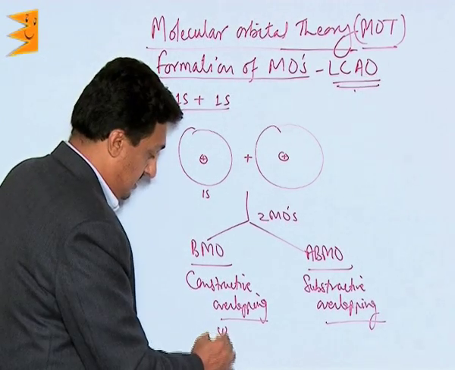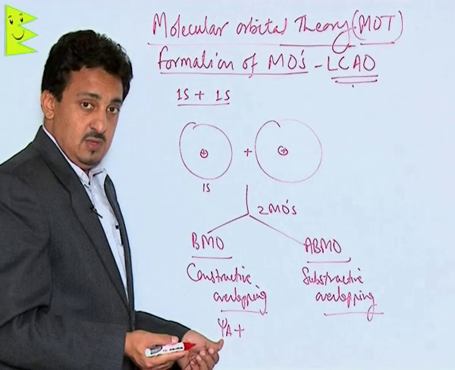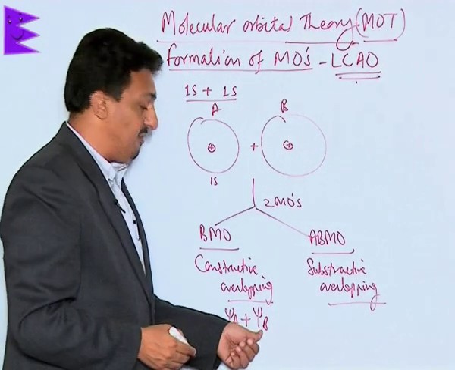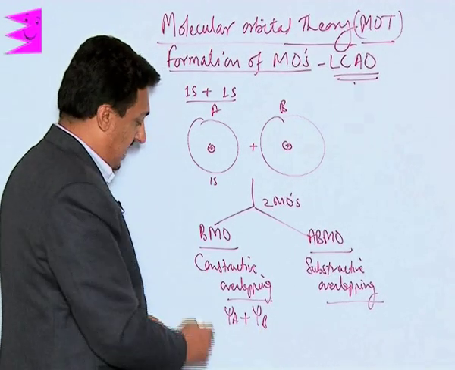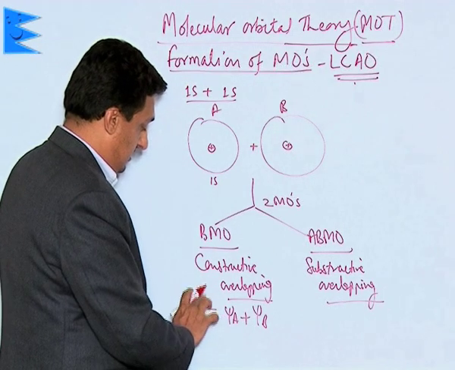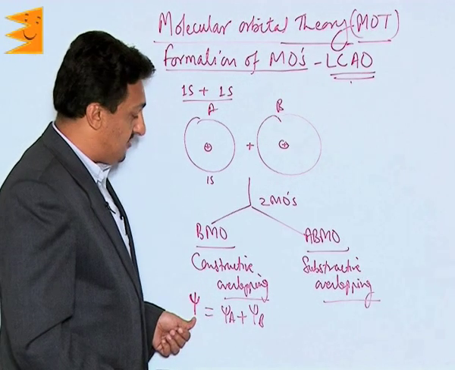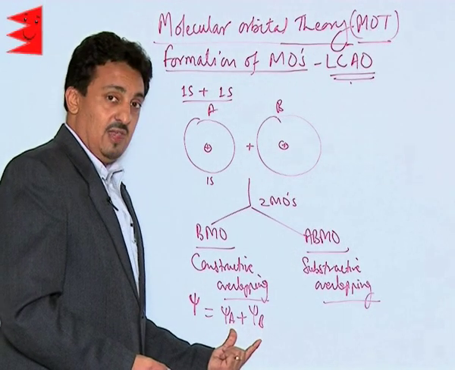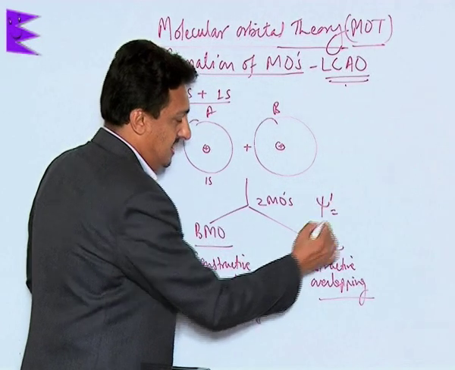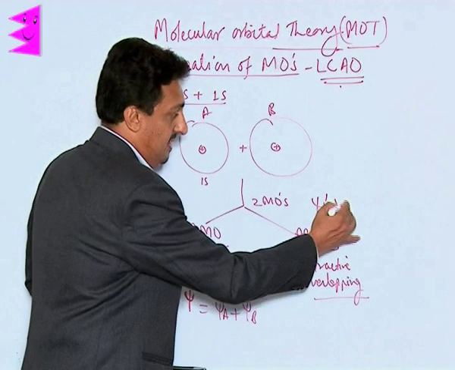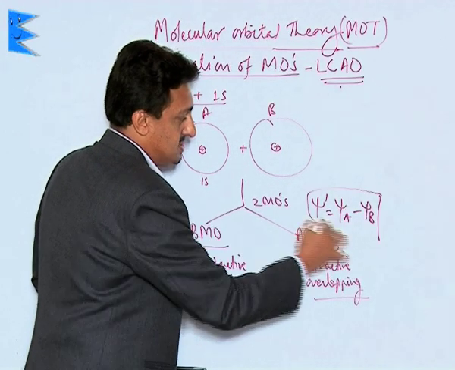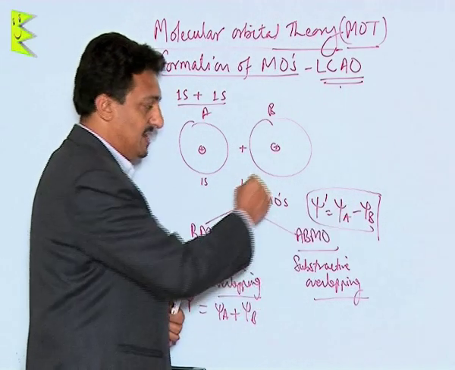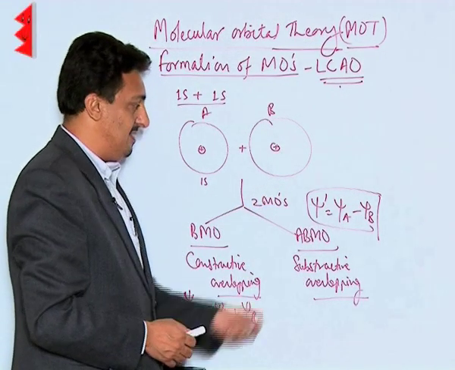Suppose psi A is the wave function of the atomic orbital in atom A, this is atom B, and psi B is the wave function of the electron in atom B, then psi dash, the wave function of the electron in the molecular orbital, is the combination of the wave functions of the electron of A and of B. Whereas if psi dash is the wave function of the electron in the anti-bonding molecular orbital, it is psi A minus psi B, because it is the subtraction of the wave functions of the electrons of atoms A and B, as it is formed by subtractive overlapping. So this is formed by constructive overlapping, this is formed by subtractive overlapping.